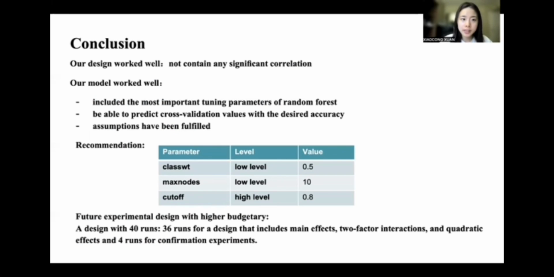In conclusion, our design worked well, which does not contain any significant correlation, and our model worked well with assumptions fulfilled, and it includes the most important tuning parameters of the random forest and is able to predict cross-validation values with the desired accuracy. And here's our recommendation to maximize the accuracy of the cross-validation with the 3 significant parameters. For the further experiment design, if the maximum number of the tests could be larger than 35, we can consider including the quadratic effects to build a better model.